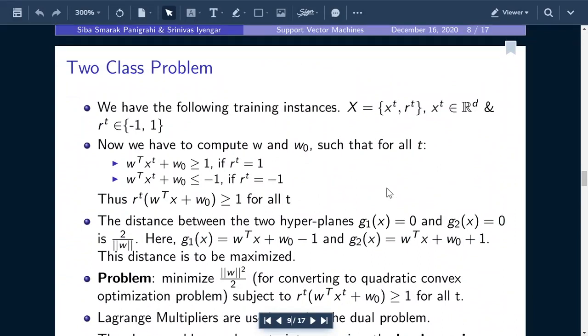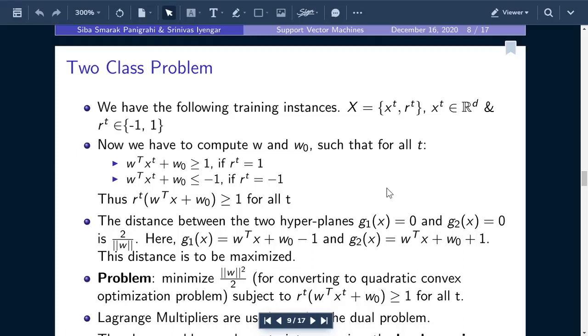Okay, so let us move to the problem statement of the two class problem. Let the problem be given by X equal to {xt, rt}. So what are xt and rt? xt is the input instance, the set of input instances. For instance, let's say xt is three-dimensional: height, weight and age. So each xt belongs to R3. So xt is the input instance and rt is the label. For each input instance, there is a label.